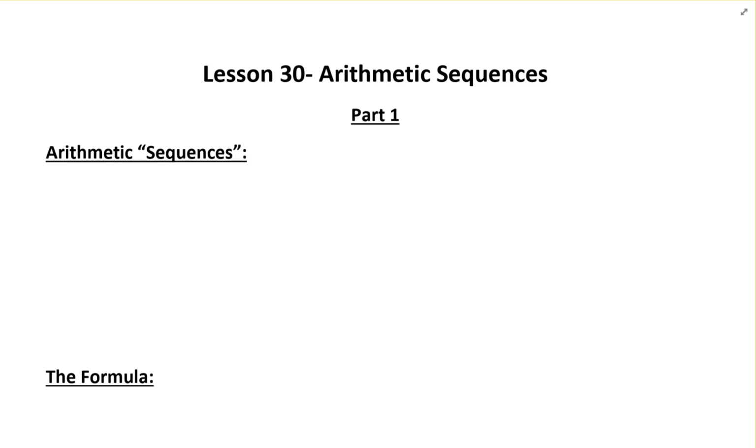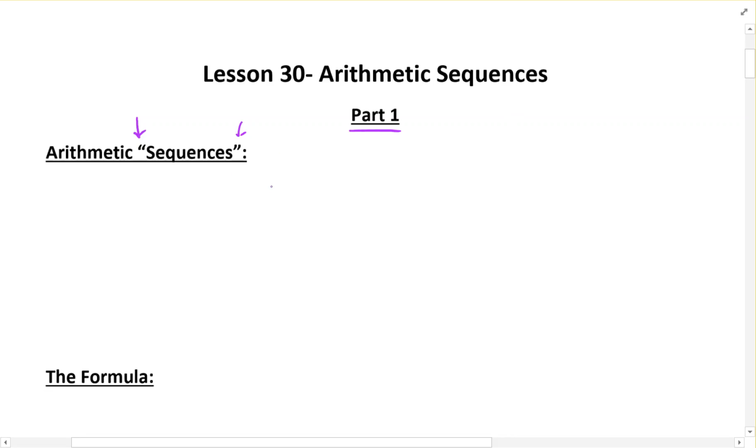Lesson 30, arithmetic sequences. So, first off, we're going to go through what arithmetic sequences are. I put this in quotations because the next part of this is part 1. That's going to be dealing with arithmetic sequences. Part 2 is going to be dealing with arithmetic series. So that's why I put those in brackets there.